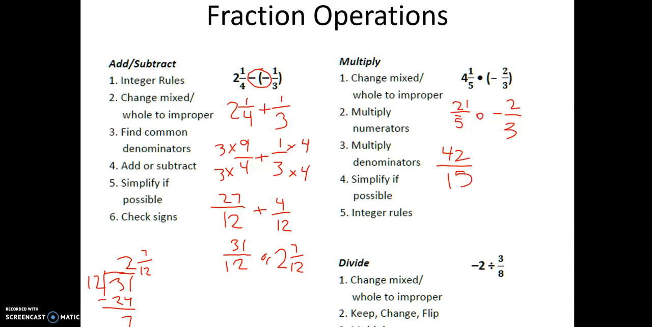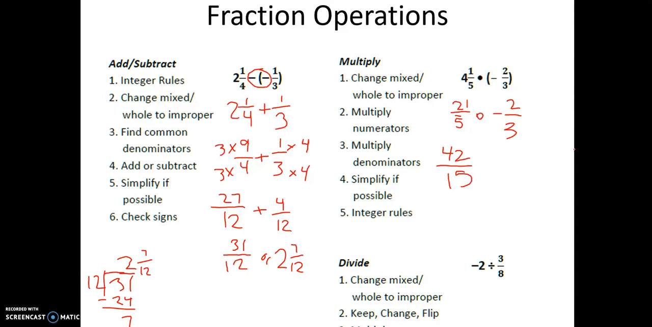Simplify if possible. Okay, so we can simplify in one of two ways. We can change this into a mixed number, since it is an improper fraction. We can also simplify it down some. So what number will go into both 42 and 15? And so I know it's not 2 because 15 is not an even number.